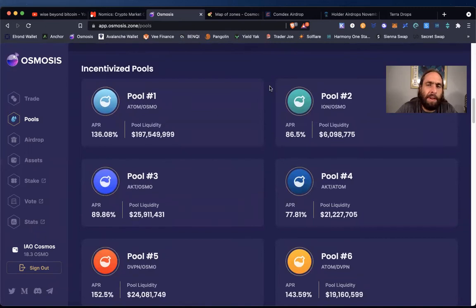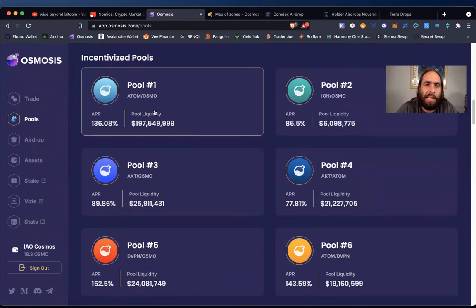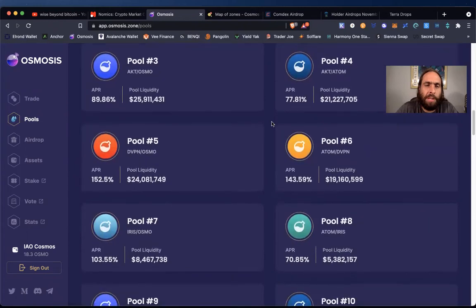Osmosis is highly inflationary, has a good APY, and is a great incentive for staking and locking up and earning quick rewards, and earning more rewards, obviously, if you support many of these pools. Now they tell you the incentives, the APRs that come in Osmosis tokens.